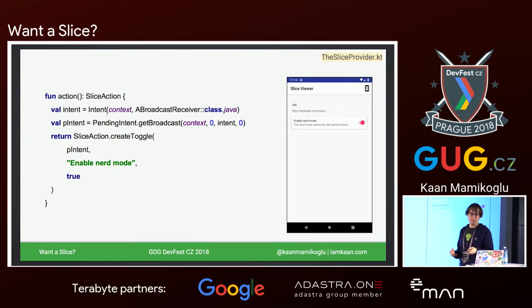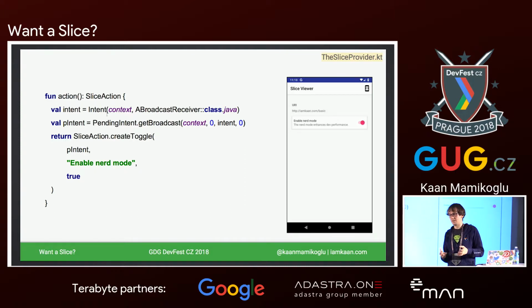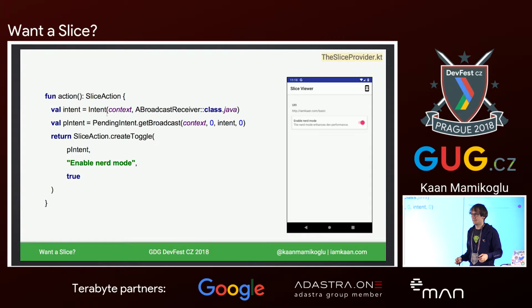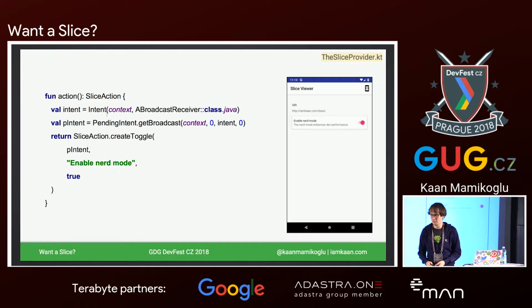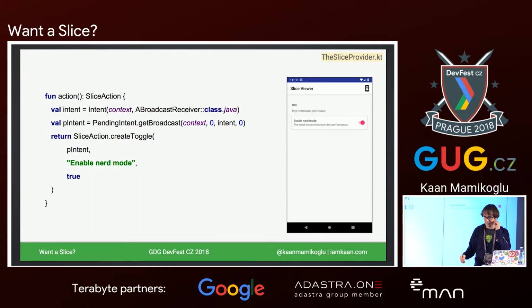That could mean a setting, again, in your app. In this example, we are using a thing called nerd mode. So in your app, there is a setting where users can enable nerd mode. We have the title, and then the detail is that nerd mode enhances developer performance. And then the user can enable or disable this.